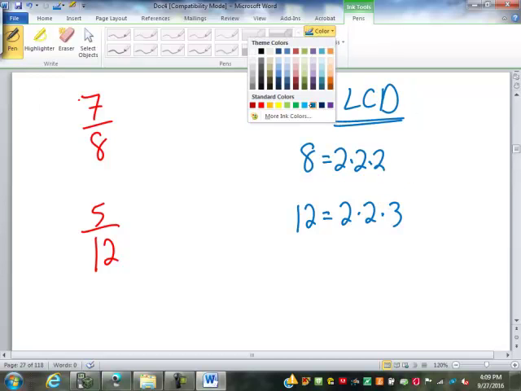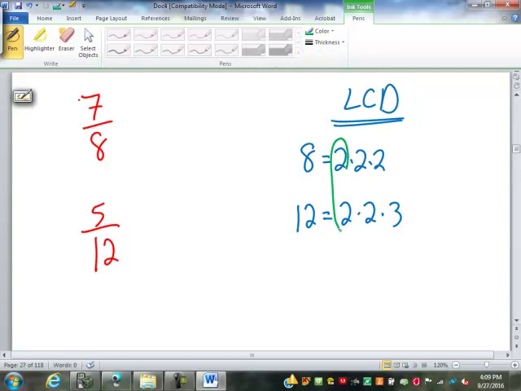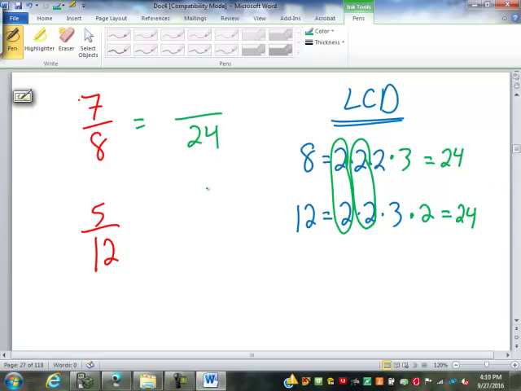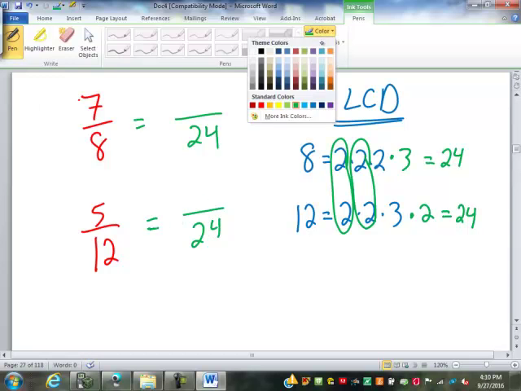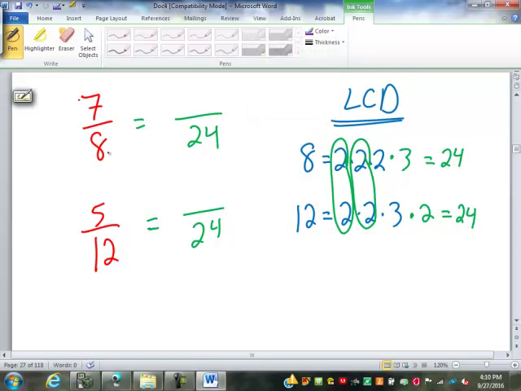Good. Look at what they have in common. They have a 2 and another 2. So what's left? What do I need to put up here? The extra 3. What do I need to put down here? The extra 2. 2 times 2 times 2 is 8, times 3 is 24. 2 times 2 times 3 is 12, times 2 is 24. So 24 is going to be my least common denominator. Now, as I look at that, remember how we rename these. We have to look, what do I multiply an 8 by to make it into a 24?